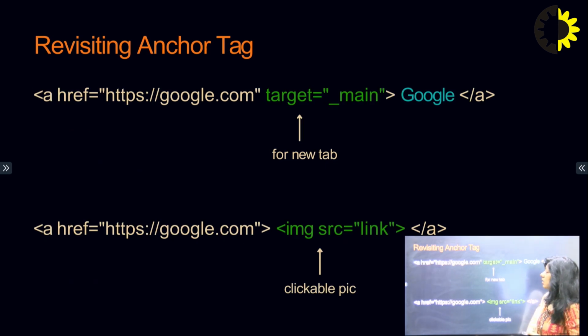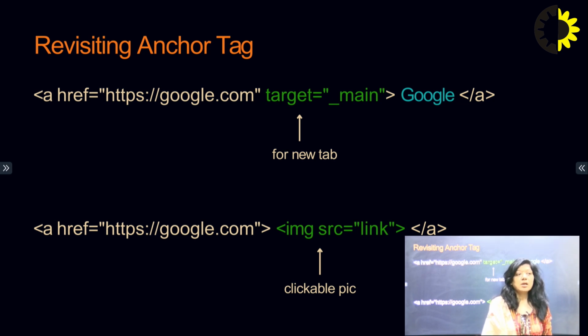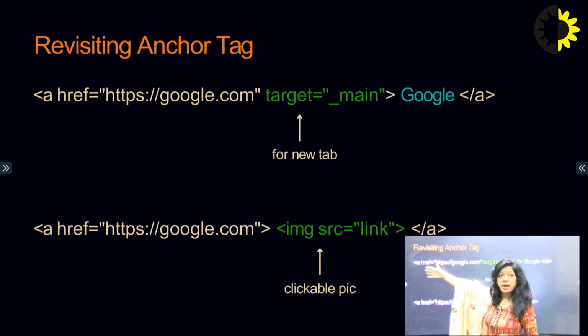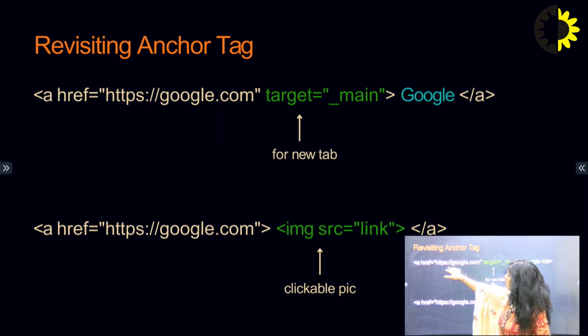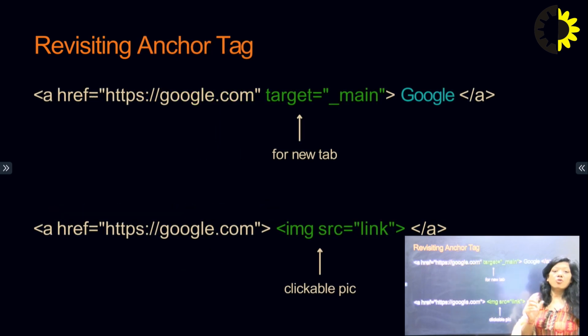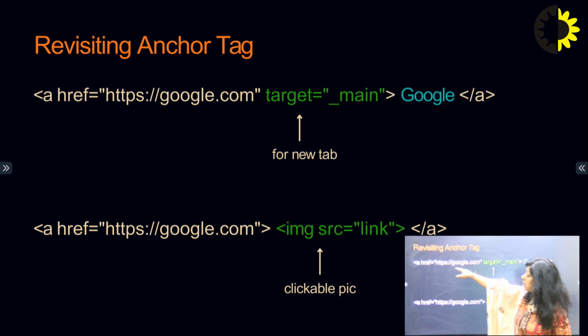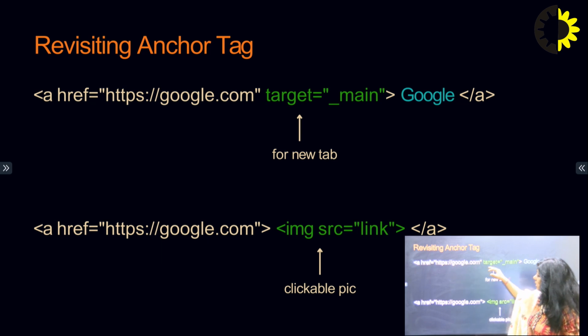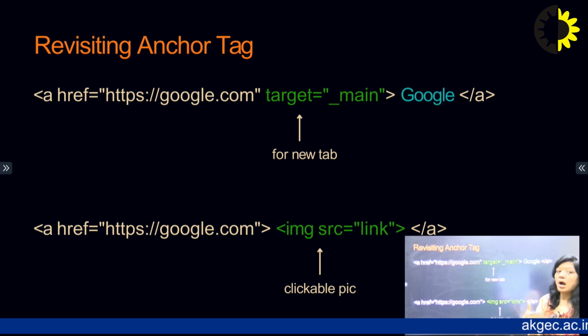Second one is revisiting the anchor tag. This is the most useful tag in creating web page layouts. For this, we write A, which denotes the anchor tag, then href, and here we write the link. If we want to link to our Google page, we write the URL of the Google page here, then target, and in the tag, Google. Target means we want to show our page in a new tab. That time we use target.